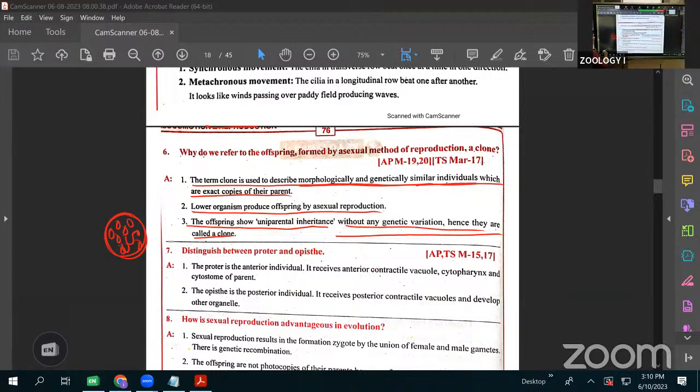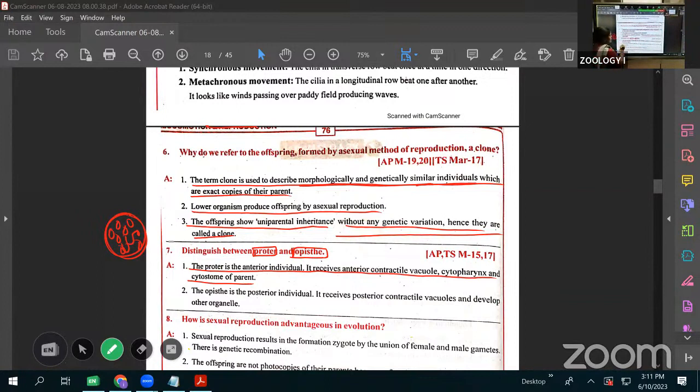Next, what is the difference between proter and opiste? Already in the SAQs we learned that the proter is the upper daughter individual of the paramecium binary fission, and the opiste is the posterior. In paramecium transverse binary fission, the upper anterior daughter individual is called the proter. The posterior daughter individual is called the opiste. The proter is the anterior individual. It receives the anterior contractile vacuole, cytopharynx and cytostome from the parent. All the remaining parts they can prepare on their own.